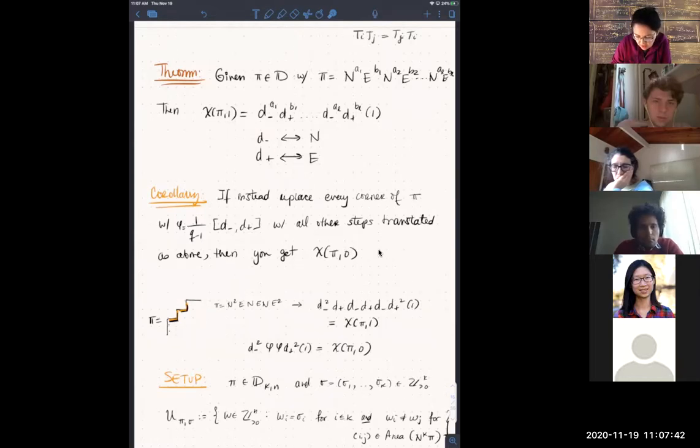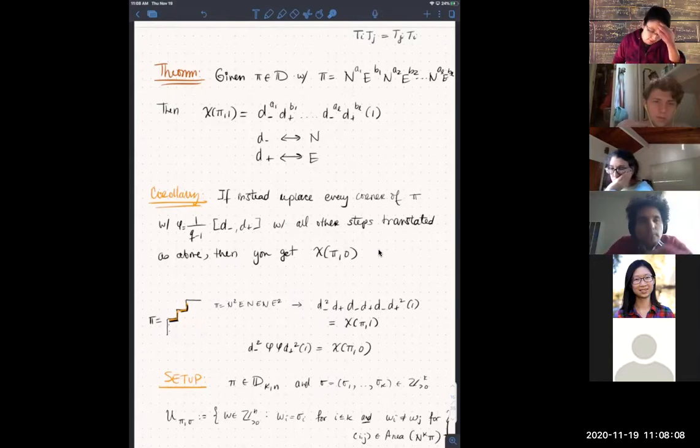The gist of this theorem is that if you give me a dyck path, we're doing A1 north steps, then B1 east steps, and so on, then chi pi 1 is literally equal to the symmetric function that you get by starting at 1 and applying the operators in this order, where every time you see a north step, you substitute a d minus, and every time you see an east step, you substitute a d plus. So this is where we left off.